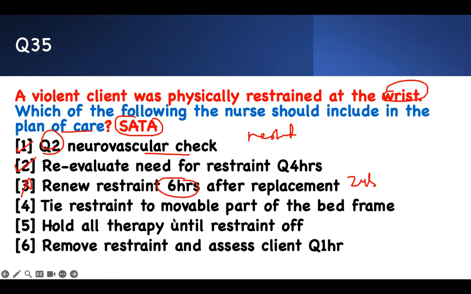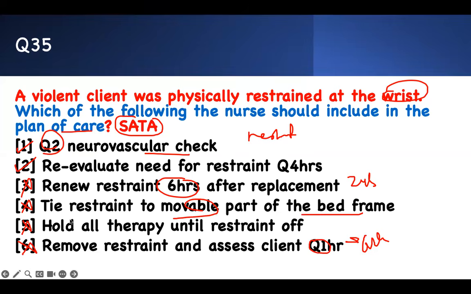Tie restraint to the movable part of the bed frame? No, that's not right. You should tie it to the non-movable part. This is going to hurt the patient. Every time the patient raises the movable portion, it becomes a problem. Hold all therapy until restraint is off? No. You should continue therapy provided their physical needs are met. Remove restraint and assess client Q1? You do that Q2, every 2 hours, remove and assess them. So this is not true.